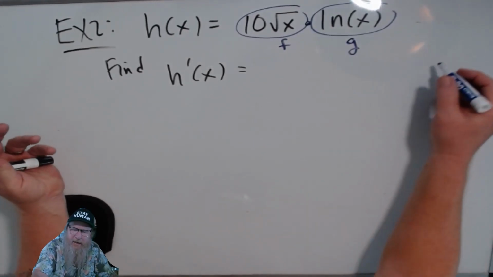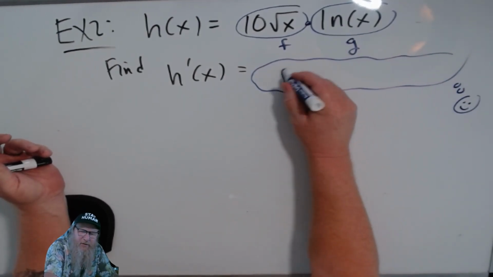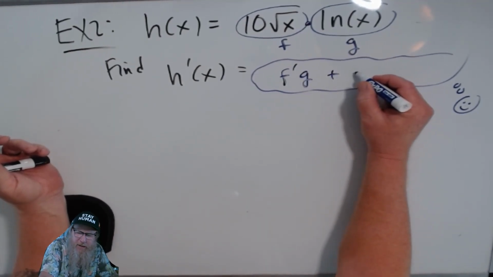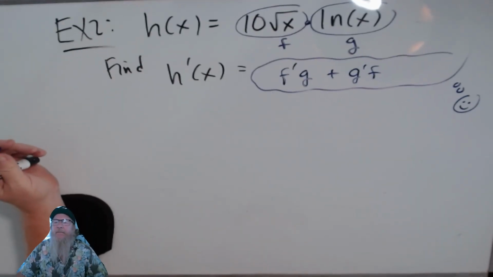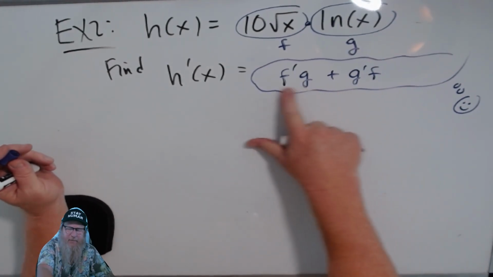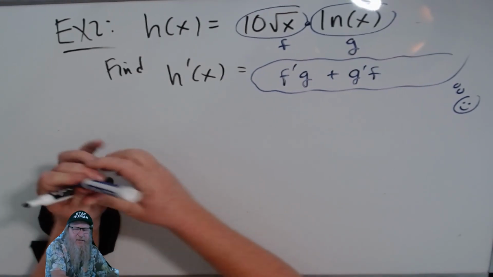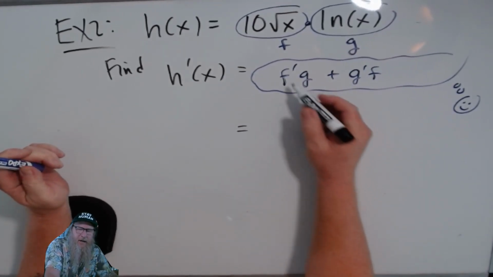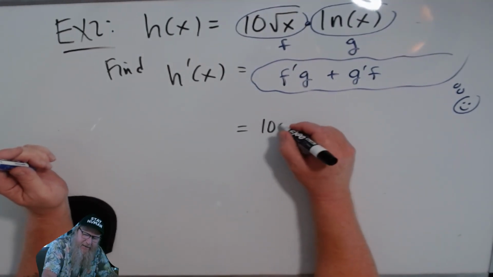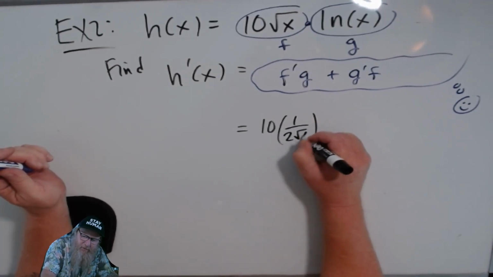Okay, so a quick memory trick, good idea. You don't have to look at your notes. You want one f prime and one g, and then you want one g prime and one f. And again, the order doesn't really matter because you're multiplying, and similarly, the order of the addition doesn't matter as well. You could do it in reverse order and still get the same result. All right, so f prime, the derivative of 10 square root of x, is 10 times 1 over 2 square root of x.